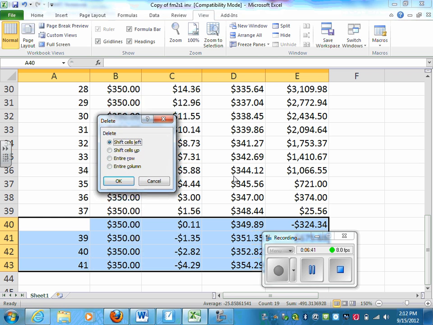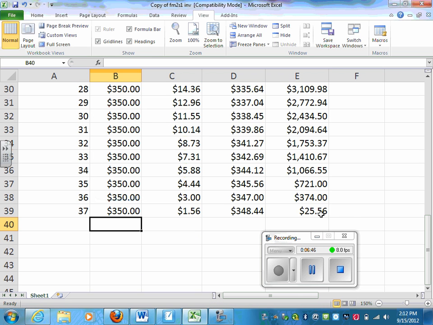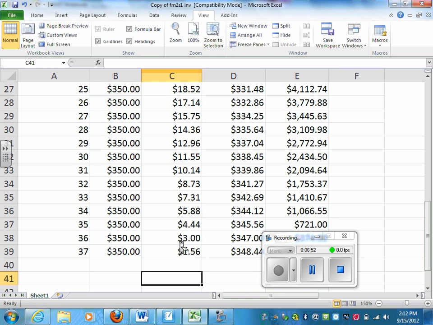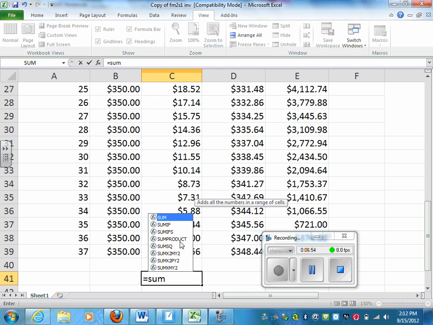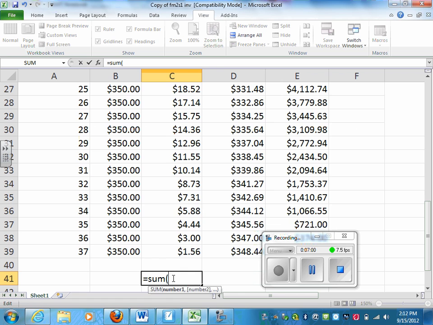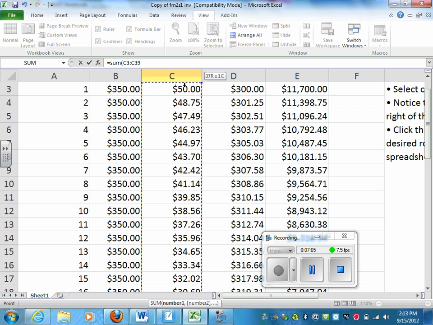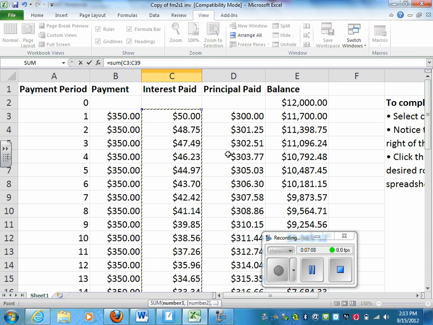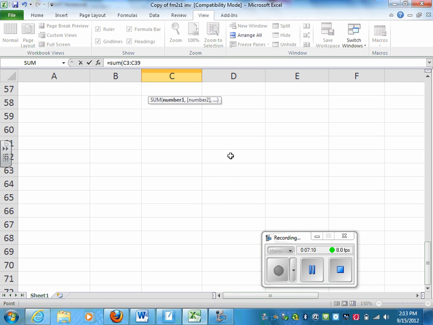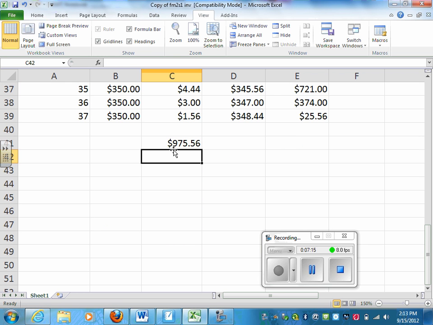So we're going to delete entire row. Okay, so in the last month, he's going to pay less money. But then if we actually add it up, his total equals sum, and then we selected which ones we want to add up together, all of the interest he's paid. Okay. So he's paid over $975. So that is the cost of his loan.